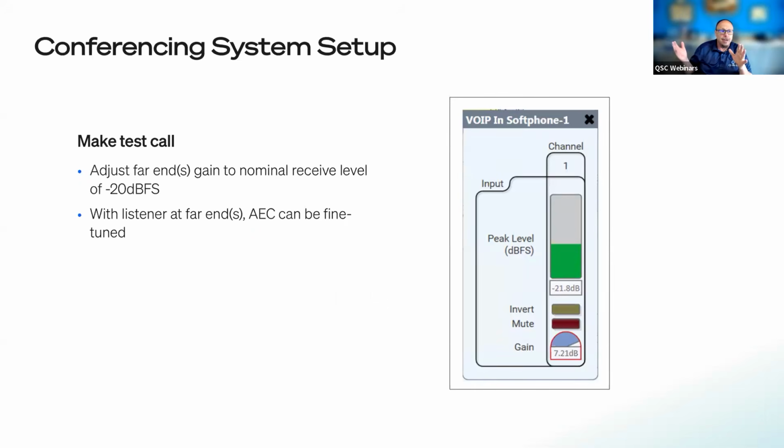Then we make a test call and adjust the far end gain controls to receive a level of negative 20 dB full scale. With the listener at the far ends, the AEC can be then fine-tuned. So, you'll make a call, and you'll talk, and then let's have someone at the far end listen to the room, and they can make suggestions. So really what you hear in the room, that's the hardest thing I think about setting up AEC and setting up a conference room, is you have to have somebody on the far end listening and telling you. Ideally, the best thing is someone's remoted in and they're adjusting to fix what they hear and what they don't hear.